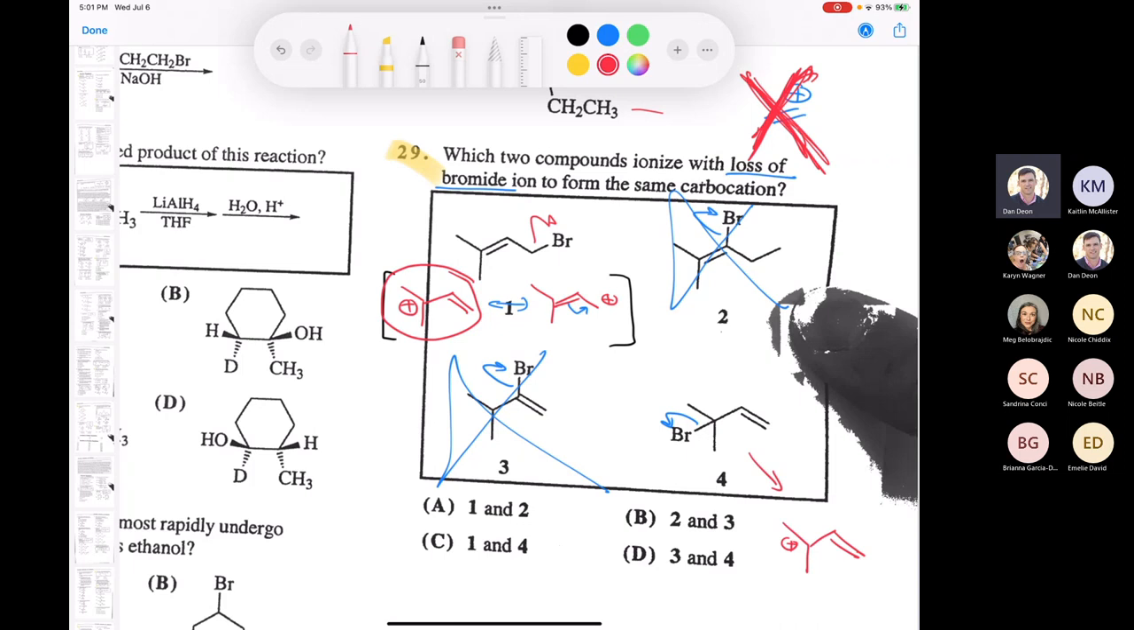Where you have the positive charge here. So you can see that what I have in the two red circles is identical. So they ended up forming the same carbocation, right? Because this one is primary allylic, but the two in the circles, they're both tertiary allylic. This is tertiary allylic, and obviously this is the same, so it is also tertiary allylic. And so the answer is 1 and 4. That better be one of the answers. Yeah, it's C.